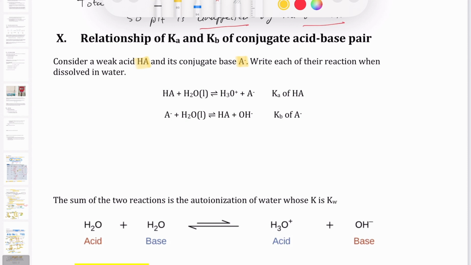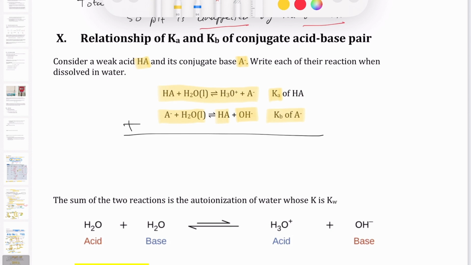So the HA reaction should be pretty familiar to you. That's HA plus water forming hydronium and A minus. And of course, the K of this is what we call Ka of HA. Right? It's the Ka of that weak acid. Now, the conjugate base, when it reacts with water, is going to accept a proton, so it forms HA and also produces OH minus. That K is what we call the Kb of A minus, the conjugate base.